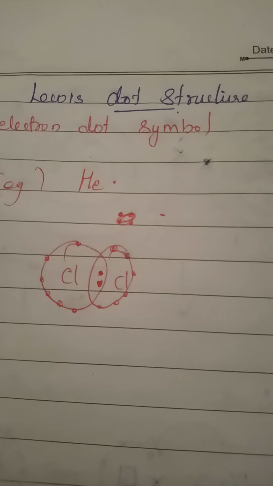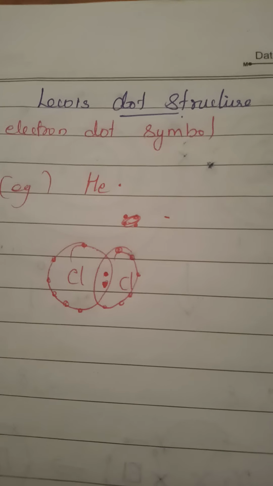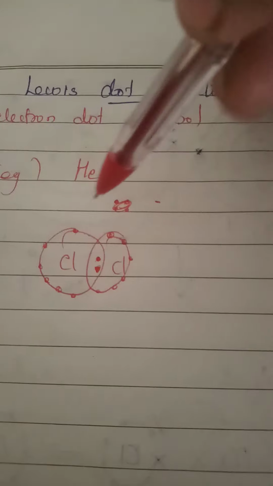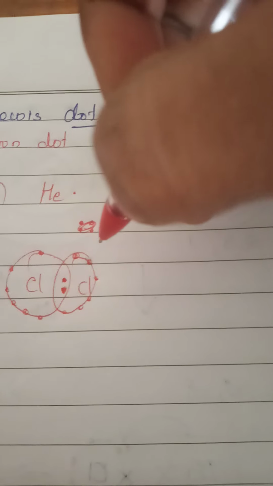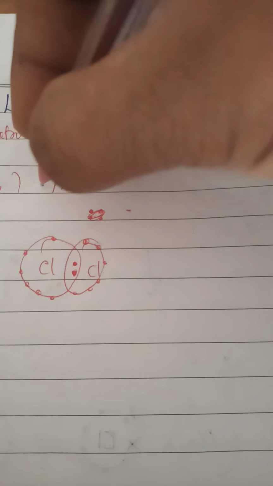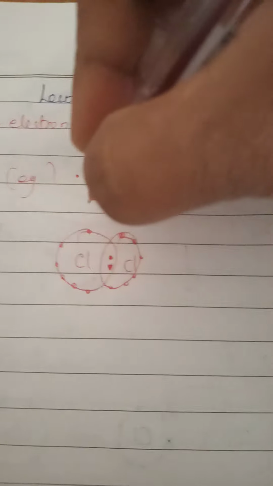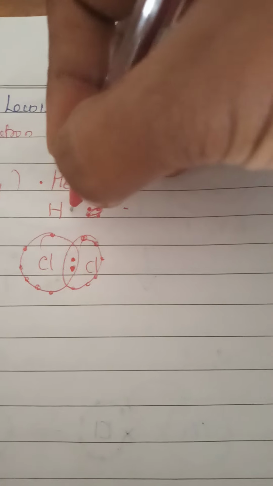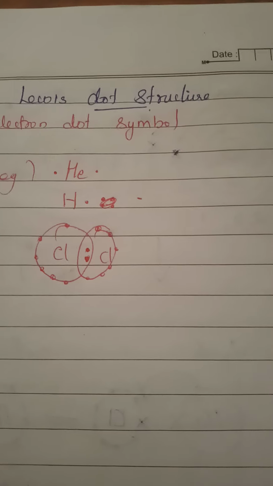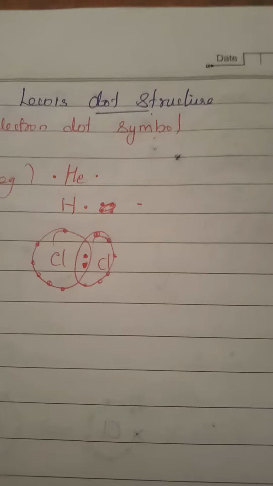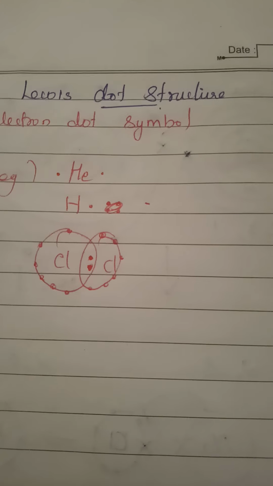It is the symbol of the element surrounded by dots representing the electrons of the valence shell. So for helium, how many electrons does it have? 2, so it is represented by 2 dots, 2 dots on either side. For example, hydrogen has only 1 electron in the valence shell, so 1 dot. So the electrons in the valence shell are represented by dots. That is called the Lewis dot structure.